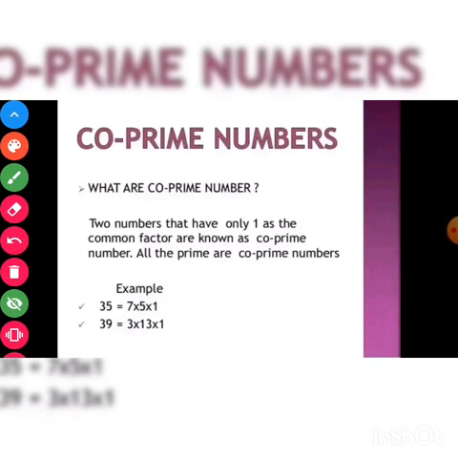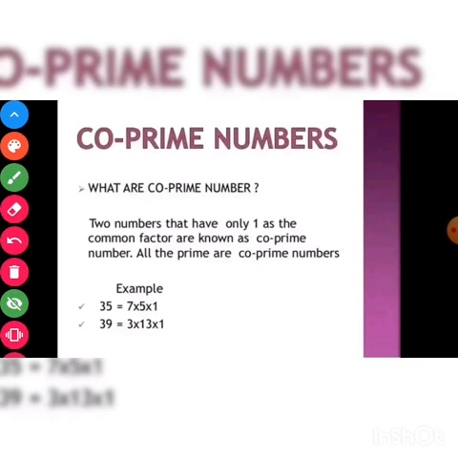Two numbers that have only 1 as the common factor are known as coprime numbers. Or, another definition of coprime numbers is that two consecutive numbers are called coprime numbers. So all the prime numbers are coprime numbers. If you take any pair of two prime numbers, they are coprime numbers. And if you take a pair of a prime number and a composite number, it can also be a coprime pair.